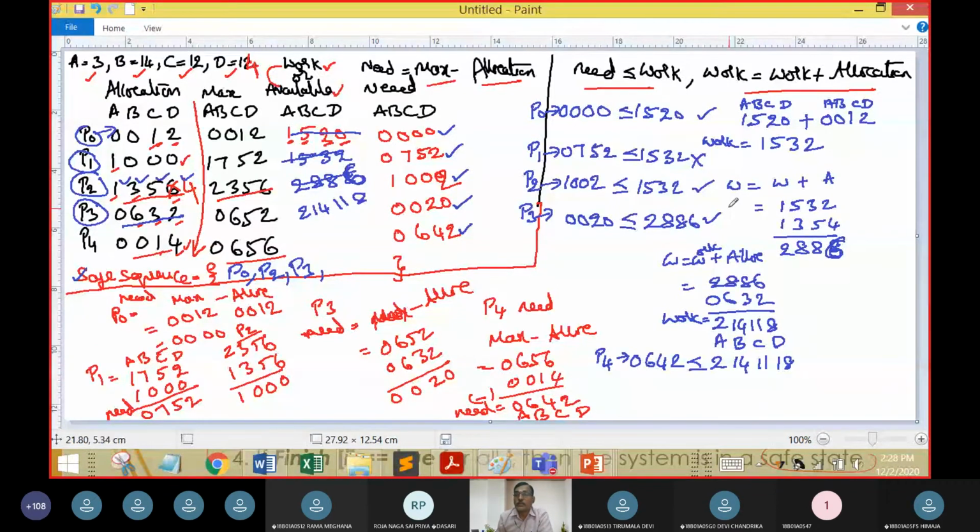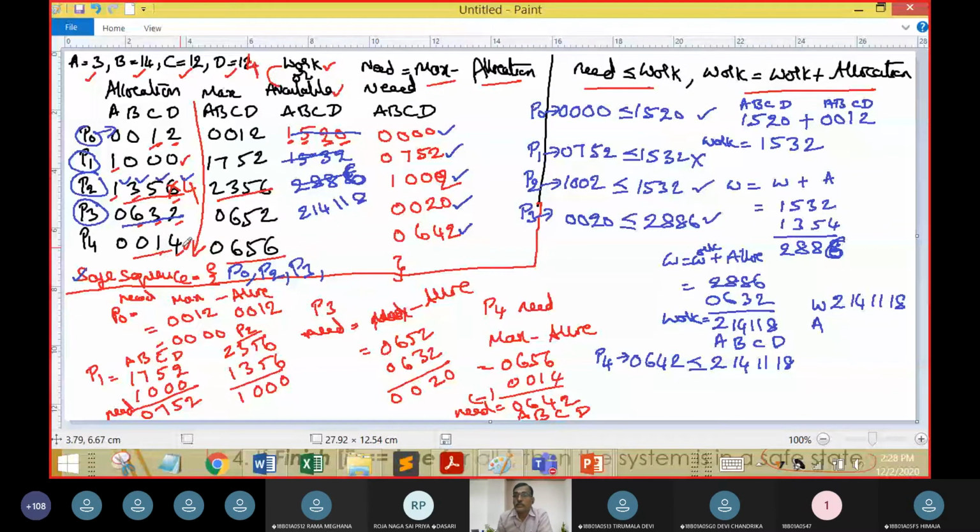So what is the existing work right now? Existing work was 2, 14, 11 and 18. So this is work. And what is allocation? So what is the allocated value of P4 here? That is 0014. So the allocated value of P4 was 0014. So I'll be getting 0, 0, 1 and 4.